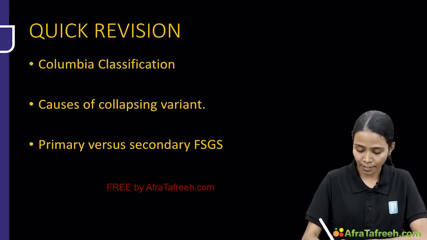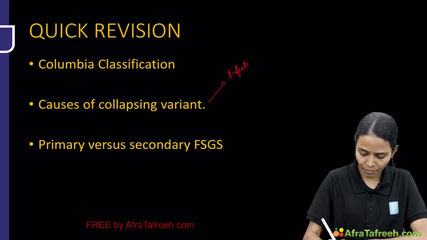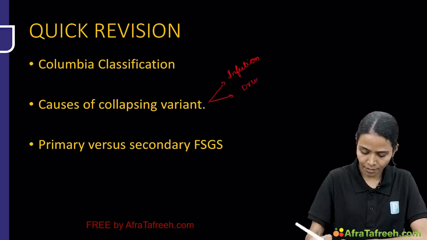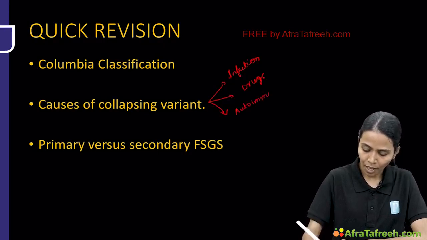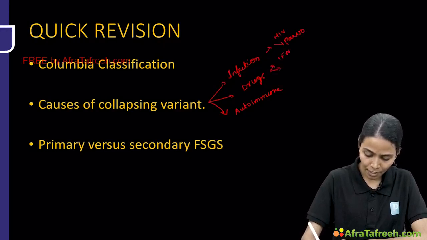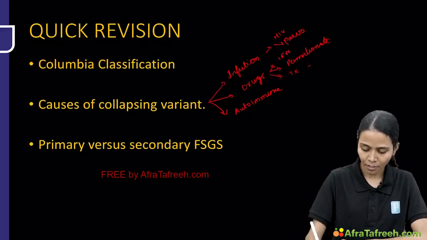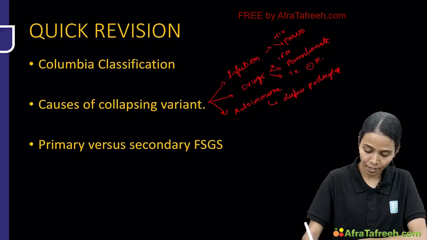So the causes of collapsing variant can be classified into infection, drugs, and autoimmune. Okay, among infection it is HIV and parvo. Among drugs, it is interferon therapy, pamidronate therapy, and tyrosine kinase inhibitors. Among autoimmune, it is lupus podocytopathy and hemophagocytic syndrome.